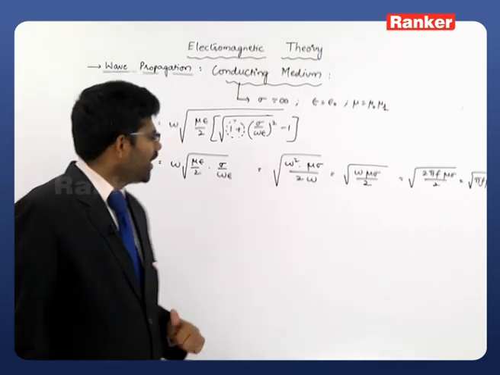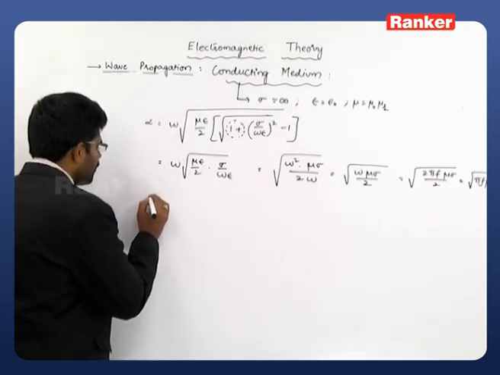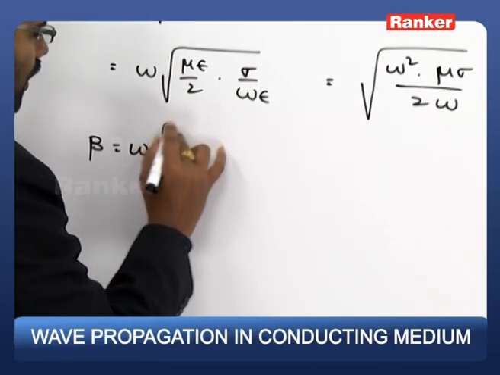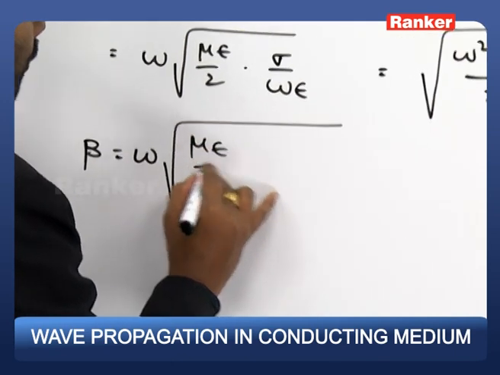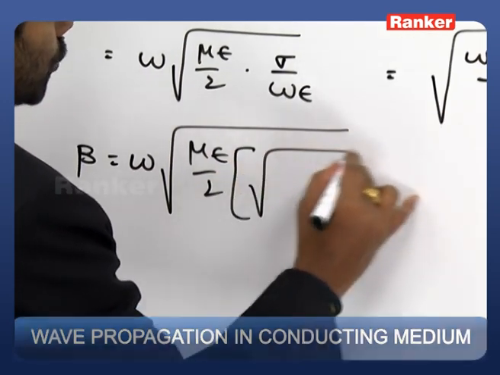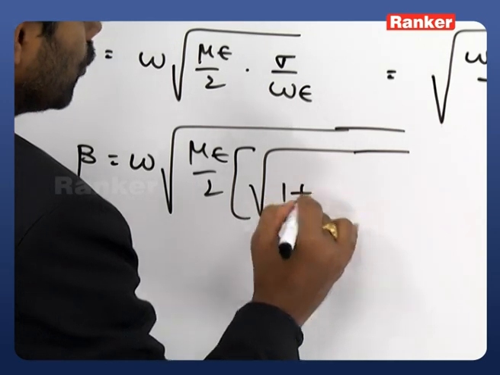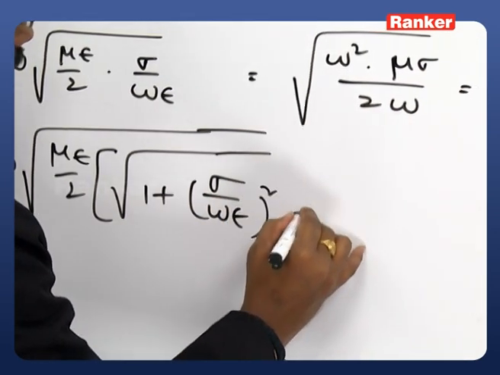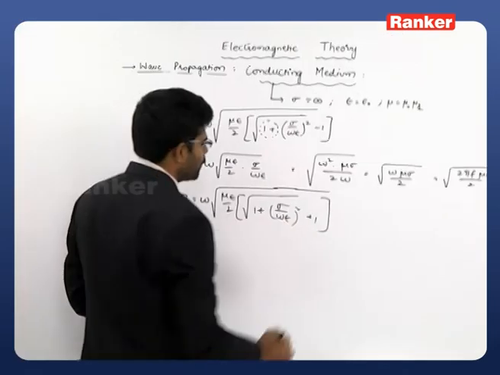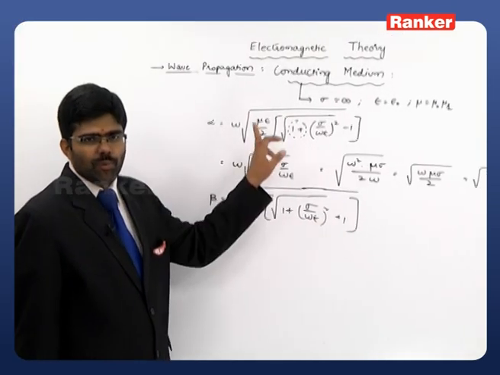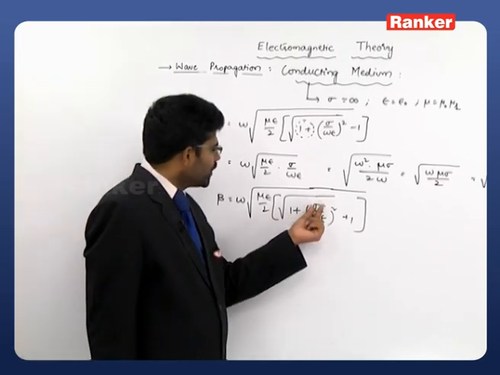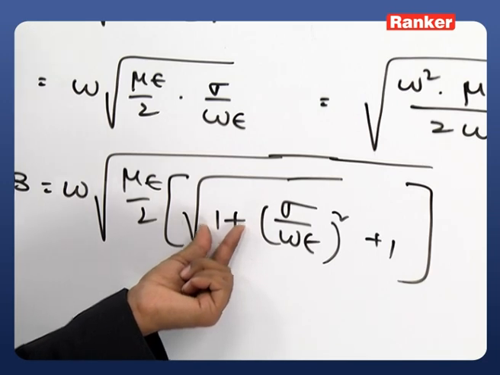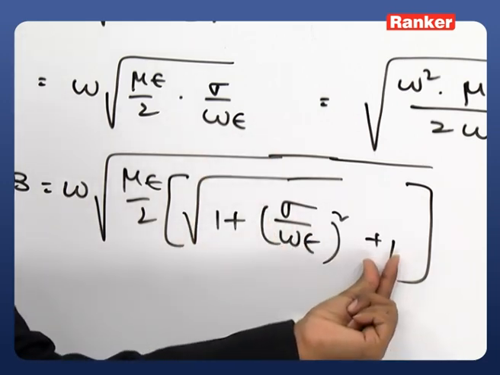Now come to beta also. What is the equation of beta? Beta is equal to a similar equation to what we have here: square root of mu epsilon by 2 times square root of 1 plus (sigma by omega epsilon) whole square. Here it is plus 1. This is for beta. Once again, a similar type of approximation will be taken here. Since sigma by omega epsilon is a very, very high value, this one can be neglected. After the square root, this one also can be neglected.